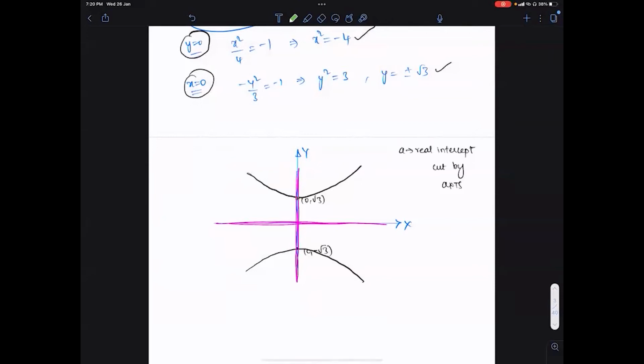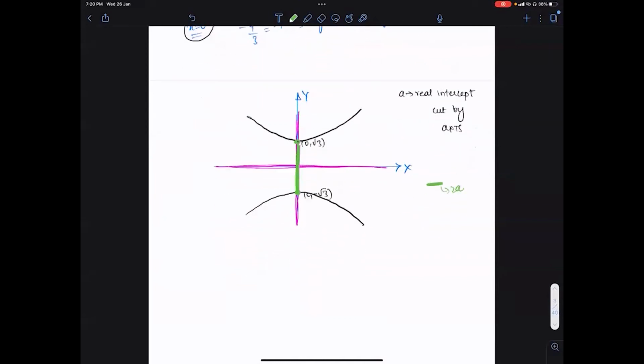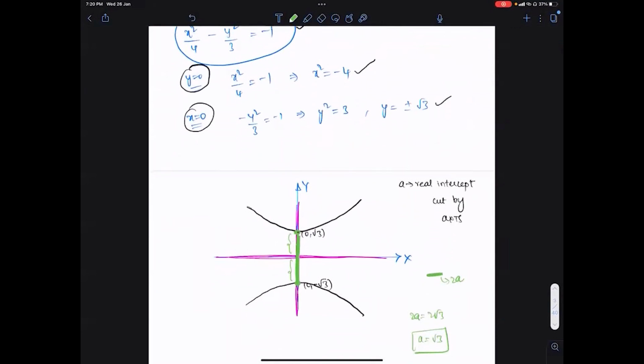Now, the one axis is cutting the hyperbola, and it is cutting some length. This length is only 2a, that green color one. Nothing to remember, whether it is small or larger, it is simple. You can see here clearly that this is root 3, this is root 3. So your 2a is 2 root 3, or you can simply say a is root 3. Now, once you know a, the other length is nothing but b.